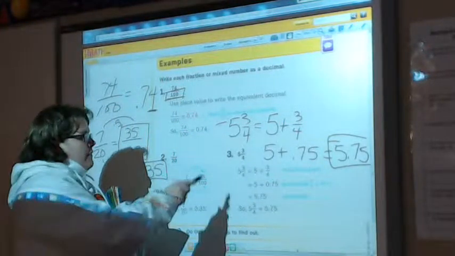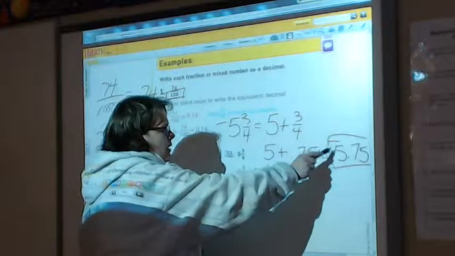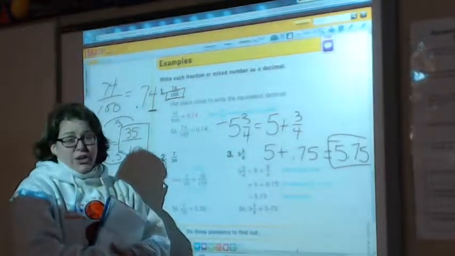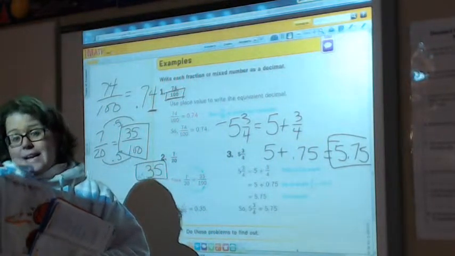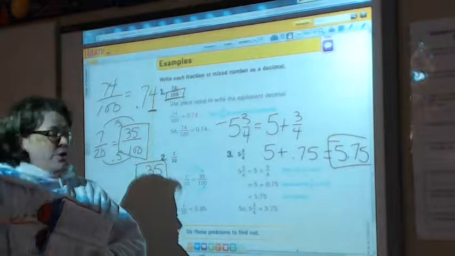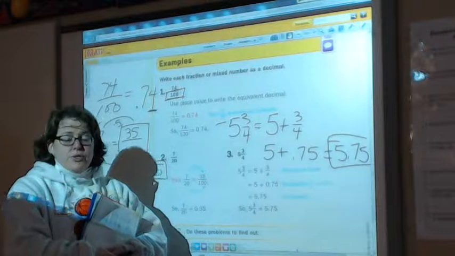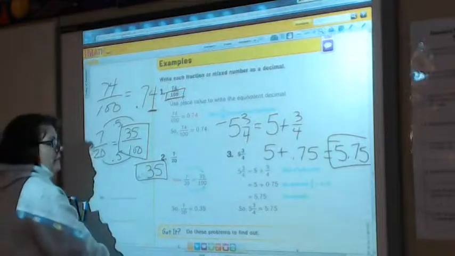So on your answer, if you forget to move that negative sign down there, you're going to lose points, okay? Because that is part of your answer. So if you don't move that down, you are going to lose points. So don't forget to do that, okay?